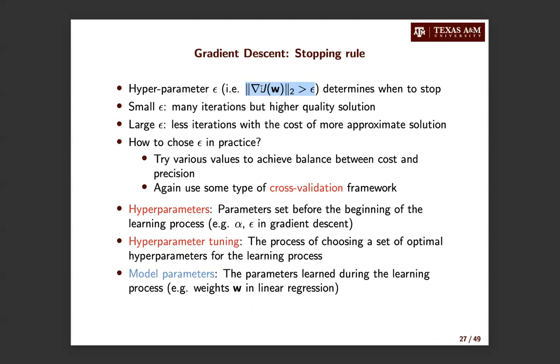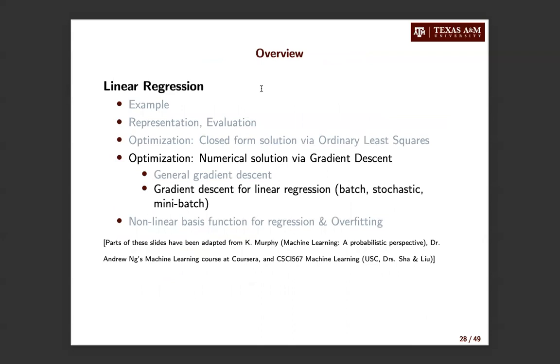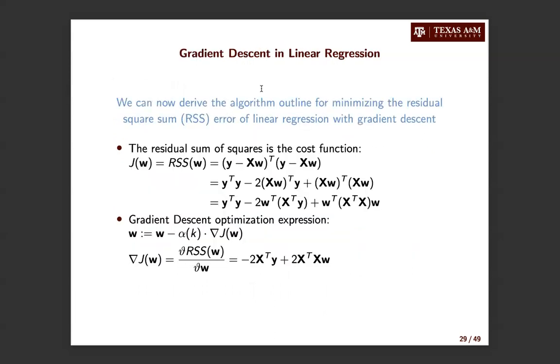So hyperparameter tuning refers to the process of choosing a set of optimal hyperparameters that will eventually be used in the learning process, which is the process of learning the weights W from the training data in the linear regression. So let's see now how this can be applied in order to solve our linear regression problem via gradient descent.